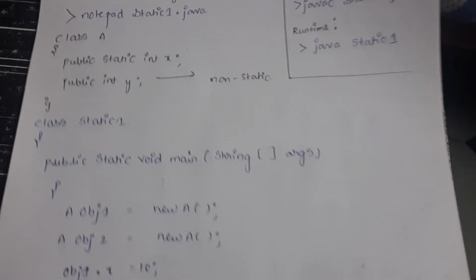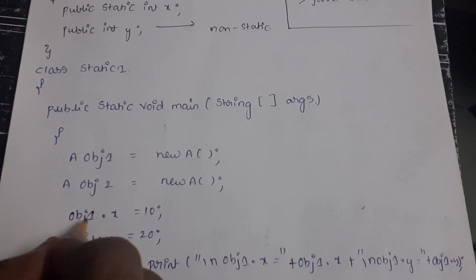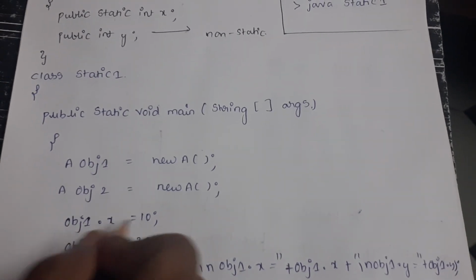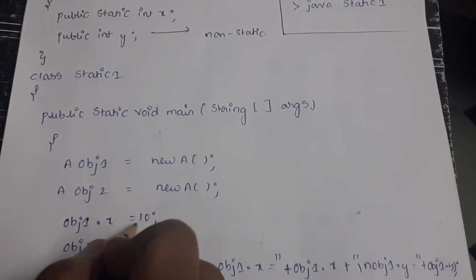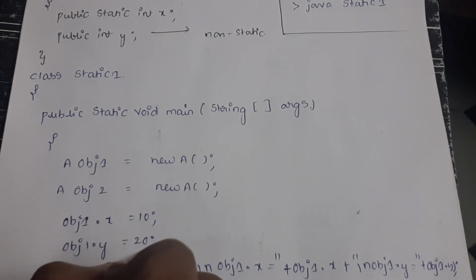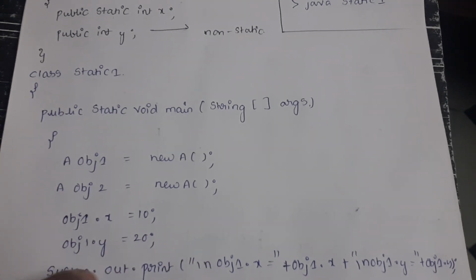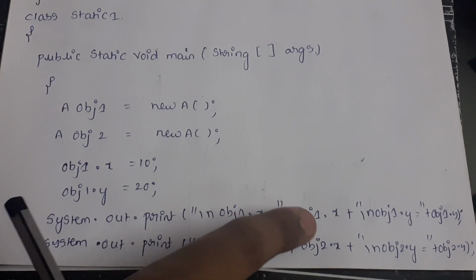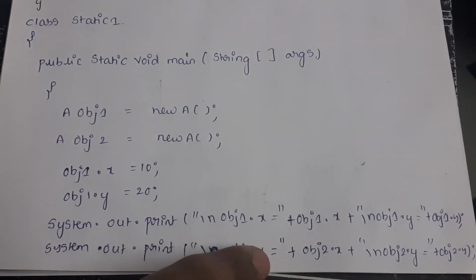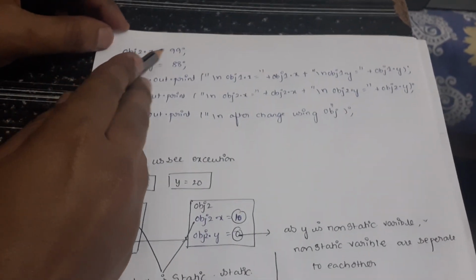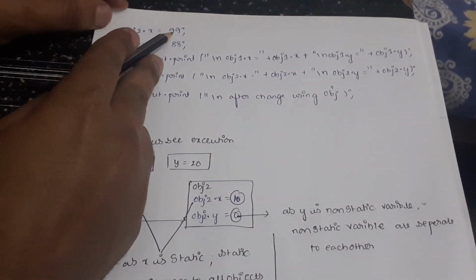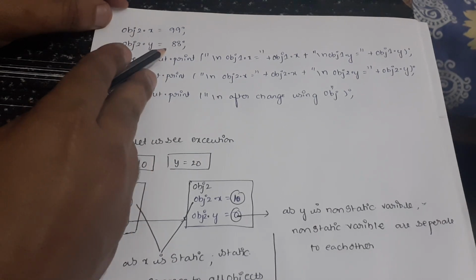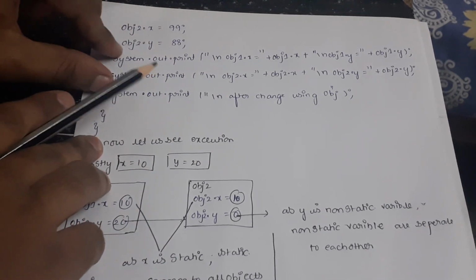Here we are assigning the values. object1.x is equal to 10. We are passing the values to the object. object1.y is equal to 20. System.out.println, we are printing the values of object1 and object2. Next, here again we are using object2.x and object2.y. We are giving some values, 99 and 88. Again we are printing out the values.